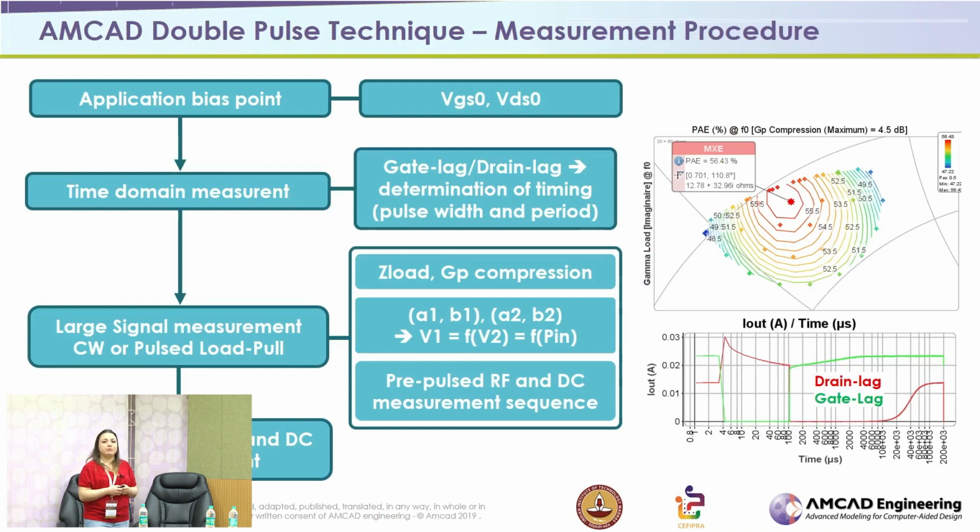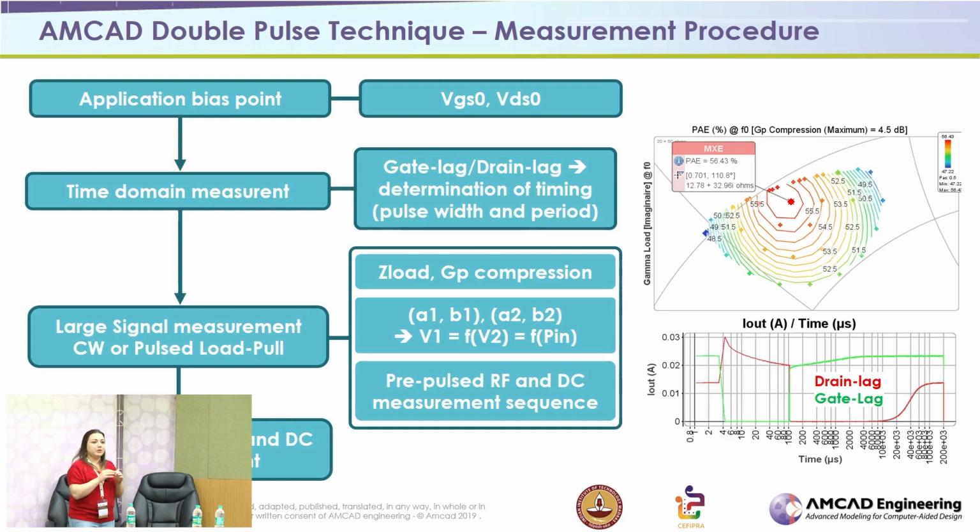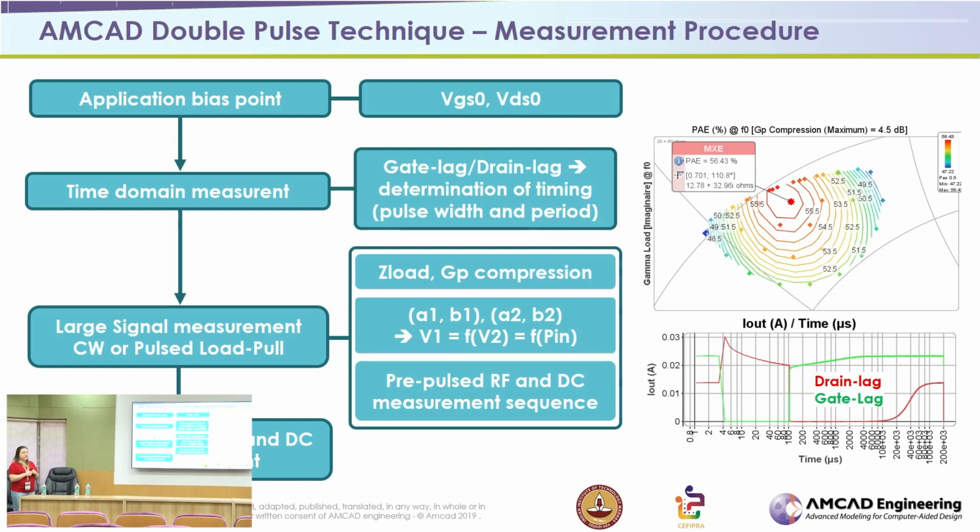Now the measurement procedure for this new approach. We define the bias point, the quiescent bias point for the application. After that, we perform some time domain measurements, drain lag and gate lag, to define the timing for the pre-RF pulse, the timing for the DC pulse, and the delay between these two pulses. The aim is to be sure that for all IV points, we go back to an established state and not into emission time or capture time.